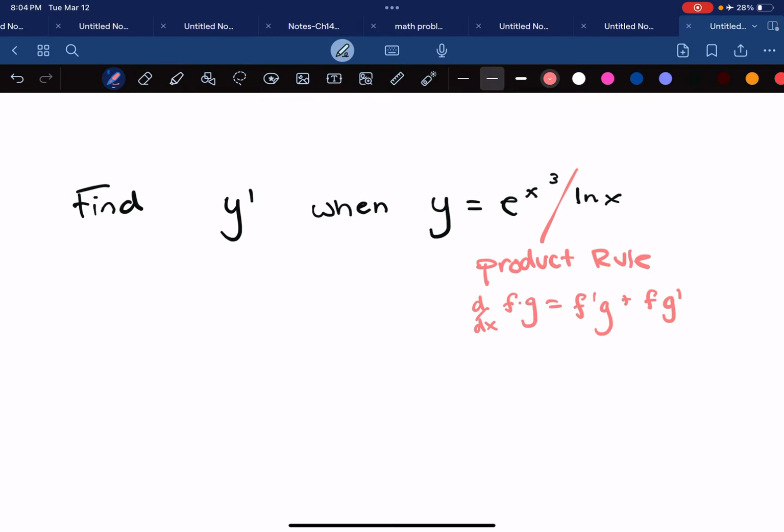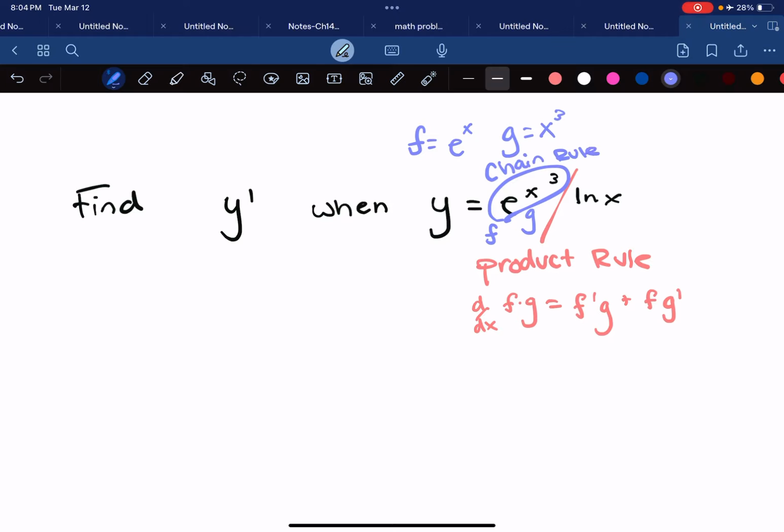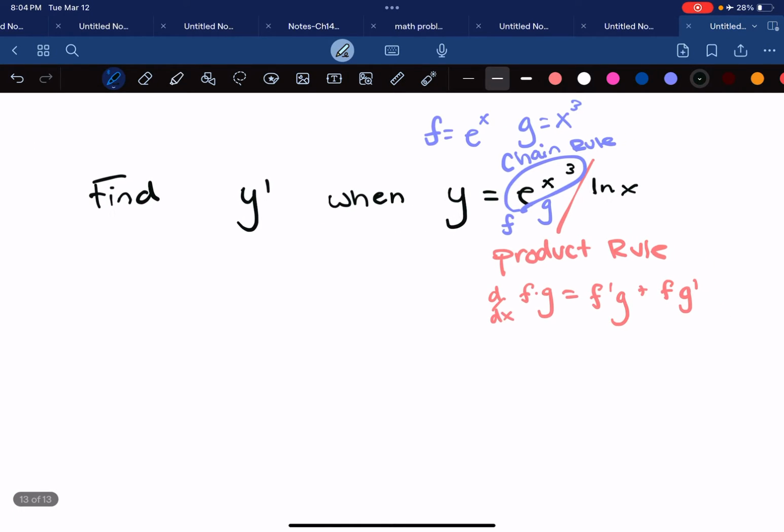And then I also know that here I could say that I have a function f and then a function g, where my function f is equal to e to the x cubed, with e to the x as the outside and x cubed as the inside. So I have a chain rule here. So now, looking at this problem, let's take some of the steps of the product rule.